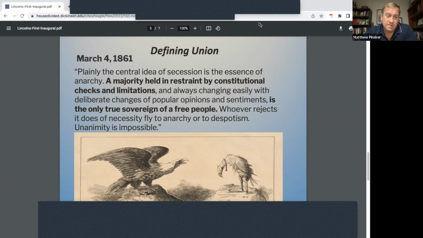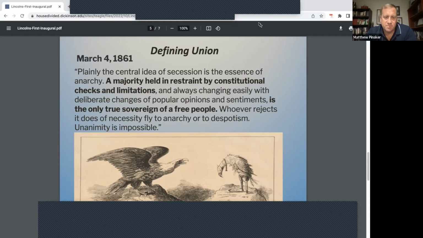Plainly, he said, the central idea of secession is the essence of anarchy. And then he says, a majority held in restraint by constitutional checks and limitations, and always changing easily with deliberate changes of popular opinions and sentiments, is the only true sovereign of a free people. Whoever rejects it does of necessity fly to anarchy or to despotism.